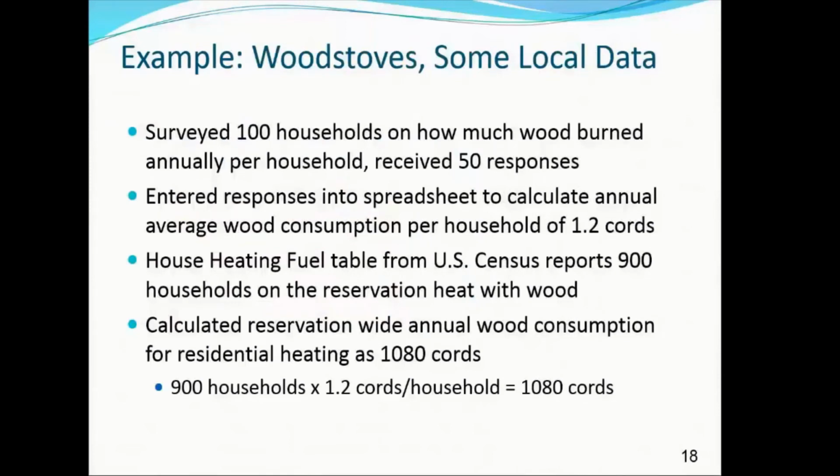The second example is for wood stoves, where the person had some local data, and for other, they used the online option. For their local data, they surveyed 100 households on how much wood is burned annually per household, and they got back 50 responses, which is pretty high. Usually you don't get that much back when you do surveys. Then they entered the responses into a spreadsheet to calculate annual average wood consumption per household. For those 50 households, they used a spreadsheet to calculate the average.